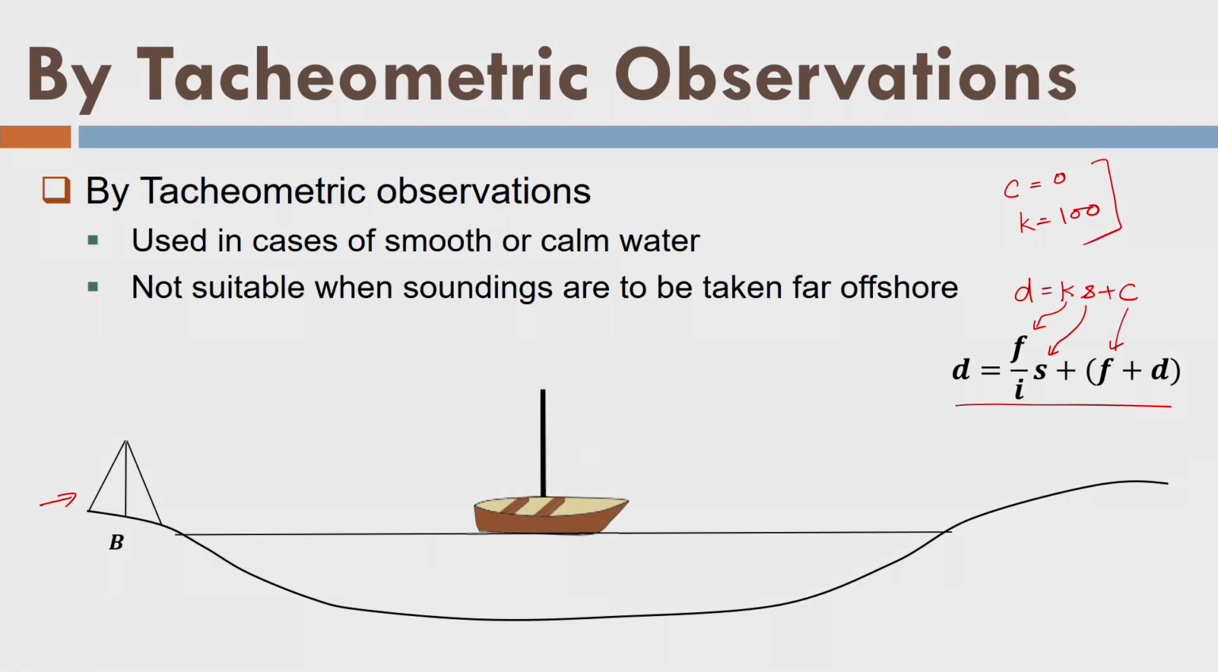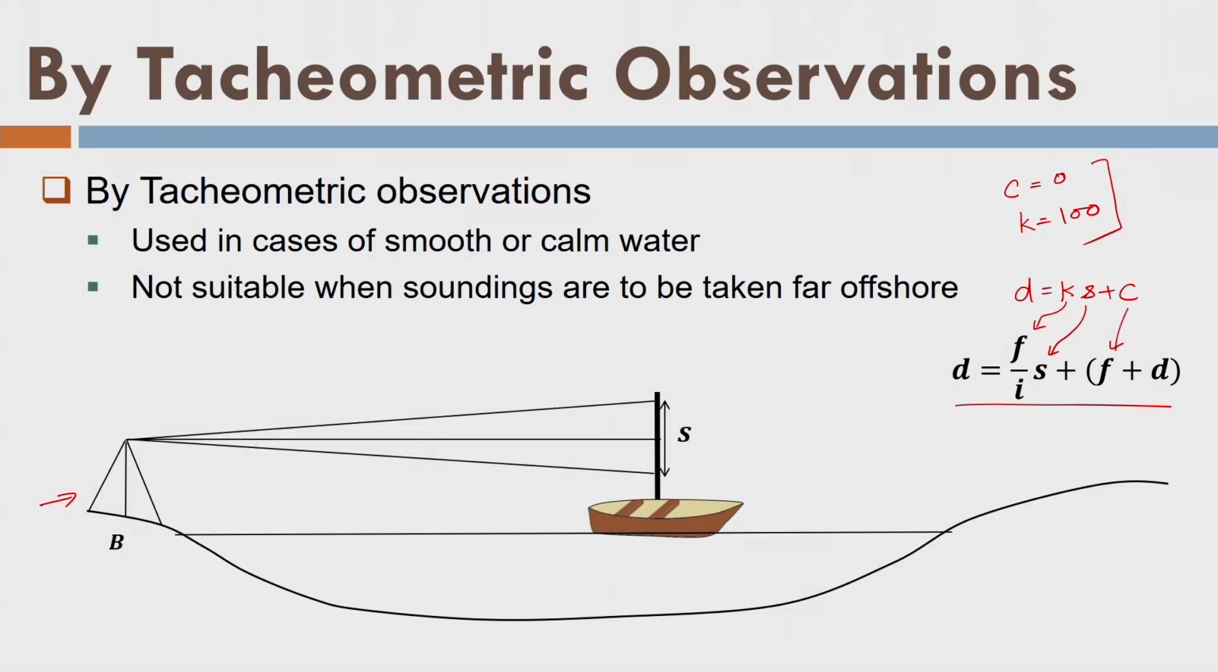Move the boat like this, and in this position again I will measure the staff intercept, which is increased now. I can find out the next distance, let us say d, for this position, and at this position also we will observe the sounding measurement like this. So, this is the distance d here, which I will calculate by this formula.